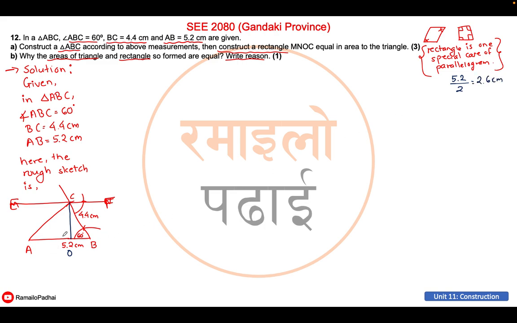So we will measure 2.6 with the compass and then mark here. It will be somewhere here. So this is 2.6 centimeters. And we again make a mark from here. So C to here will be 2.6 as well. This will be M. If we join this M and N, then the rectangle MNOC will have equal area to triangle ABC. So now we will make the construction here.